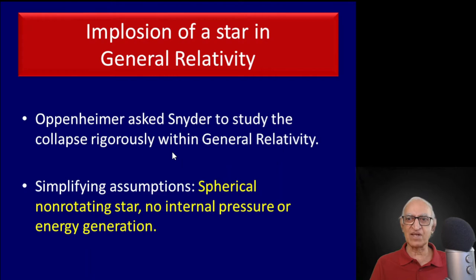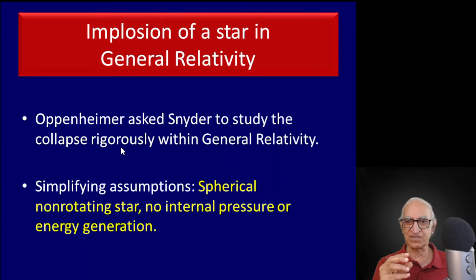Now, Oppenheimer wanted to do this problem, collapse of a star in general relativity. And this is a very tricky problem. So he wanted a student who was good in mathematics, but more importantly, was very careful with mathematics. Because in general relativity, you are dealing with very complex differential equations.